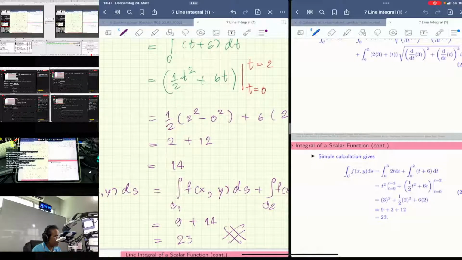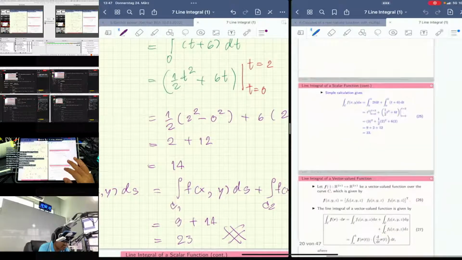Okay, 23, and that's correct. All right. Yeah, that's the second example of the line integral for a scalar function.